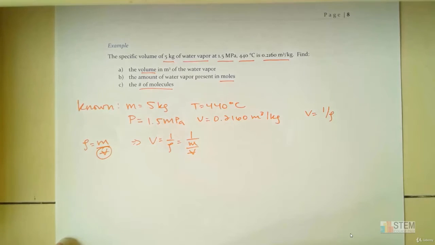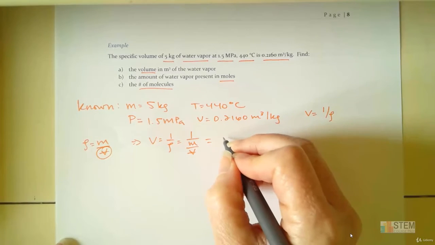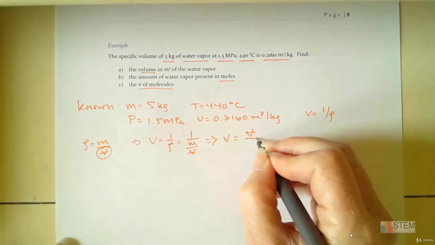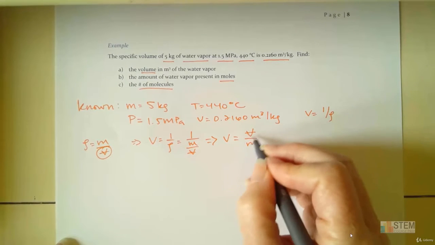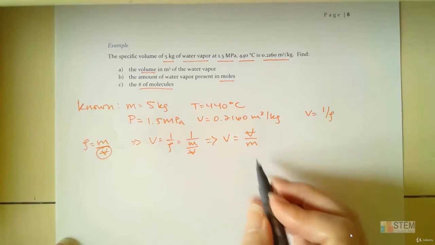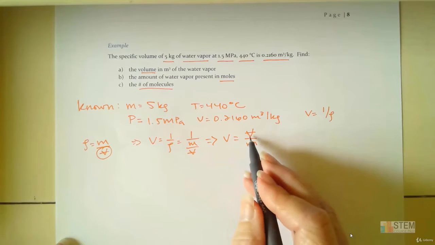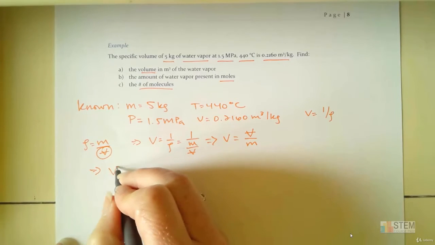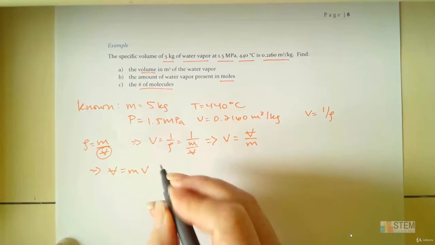So now we've got that. Now let's get rid of this fraction on the bottom. That gives us that specific volume is equal to volume per mass. Now we want volume right here. We have mass, we have specific volume. We have everything we need now to find volume. We just need to reorganize that equation. So now we've got volume equals mass times specific volume.